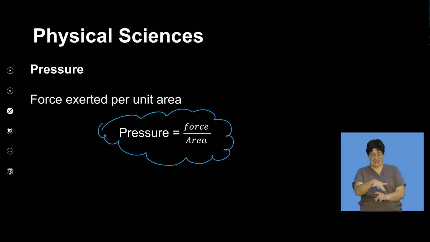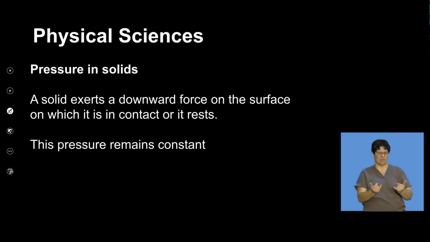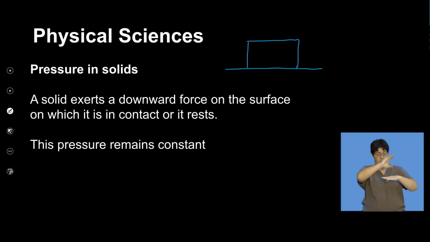We'll talk more about pressure at a later stage, in terms of calculations, but it's not our focus for today. So in solids, to be precise, a solid exerts a downward force on a surface on which it is in contact or rests. If we had a block, the pressure of this block is the force that this block exerts, and this can be due to, let's say, the gravitational force pulling this block downwards. It's resting on a surface, and how big the surface of contact is will affect the pressure.